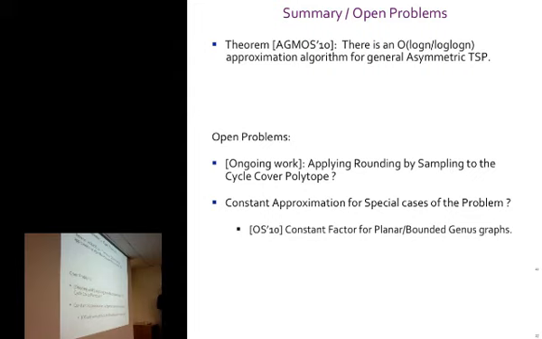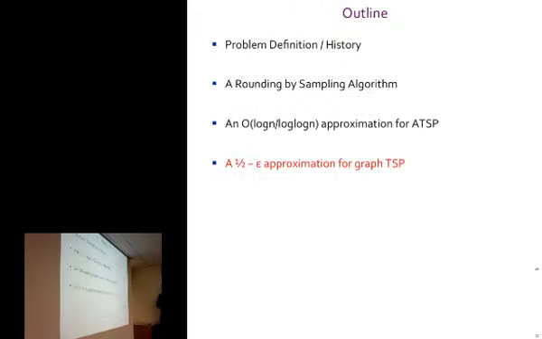But when you do the cycle cover, then you lose all the connectivity property. So then you can use multiple cycle covers. You can sample multiple cycle covers, because each cycle cover is in the LP, so you can sample log n over log log n. And you can also think about special cases. For example, here we show there's a constant factor for planar and bounded genus graphs. So let me go quickly to TSP.